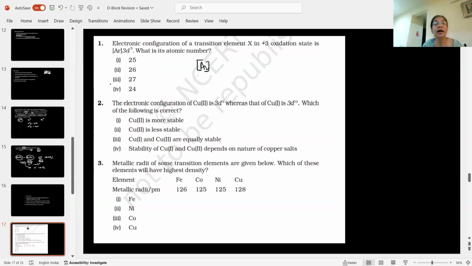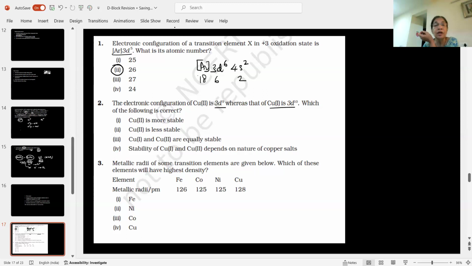So this is Ar, it will be [Ar]3d6 4s2, isn't it? So when I remove 3 electrons, it will become [Ar]3d5. So Ar is 18, plus 6, plus 2, so it is 26. Answer is 26. Did you understand?